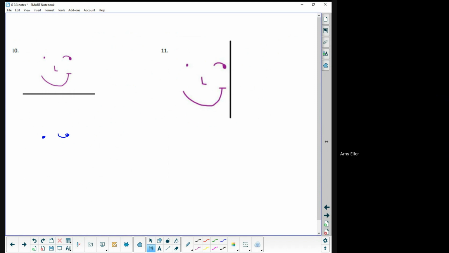Okay, let's look at the nose. We can't do this because that's oriented the exact same way. That's just sliding it down. We're not sliding or translating. We are flipping, reflecting. So it would look like this. If this is hard for you, you need to figure out a way to do the patty paper so you can actually flip it.